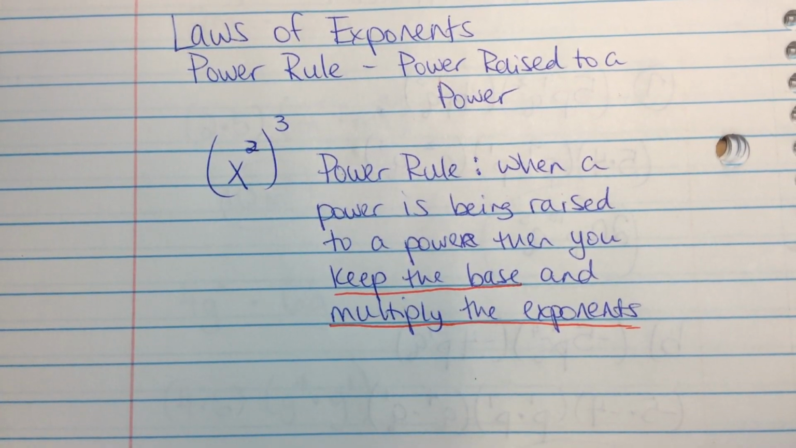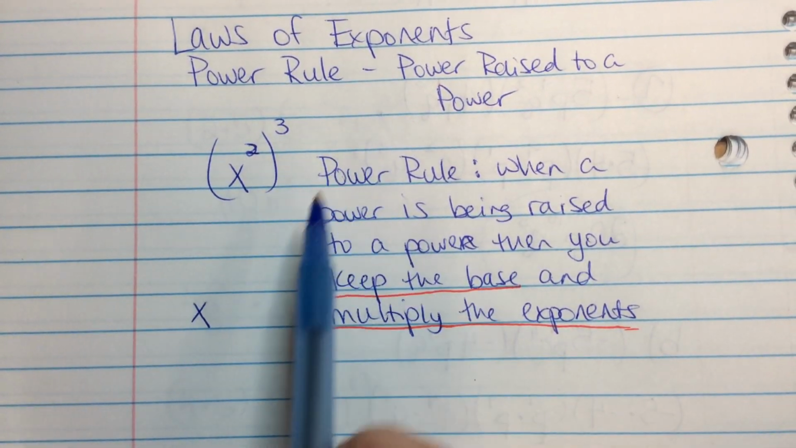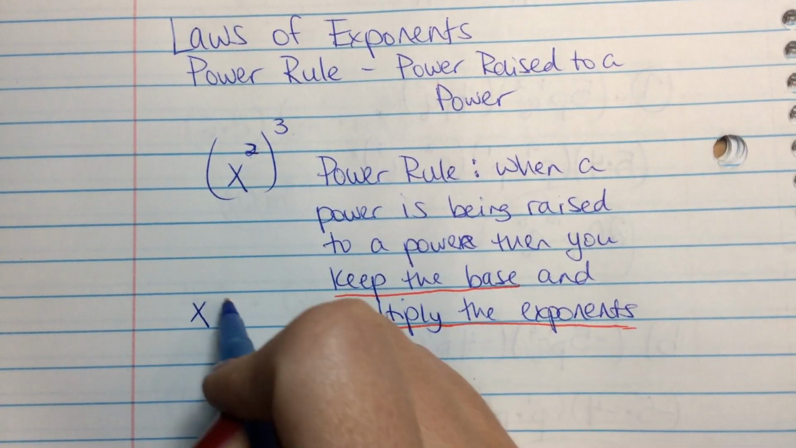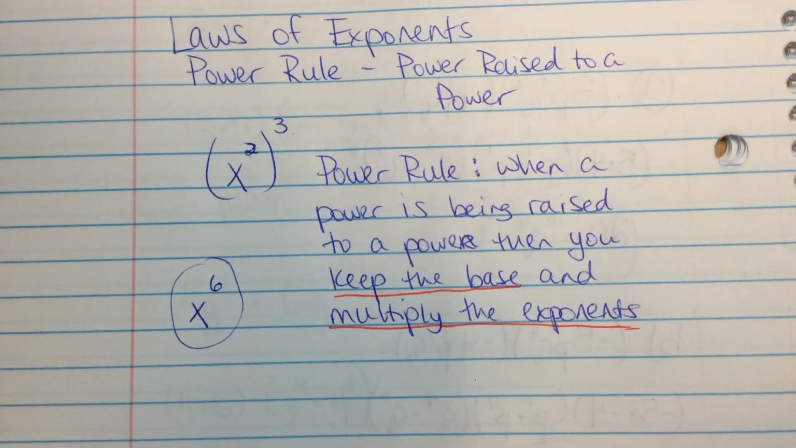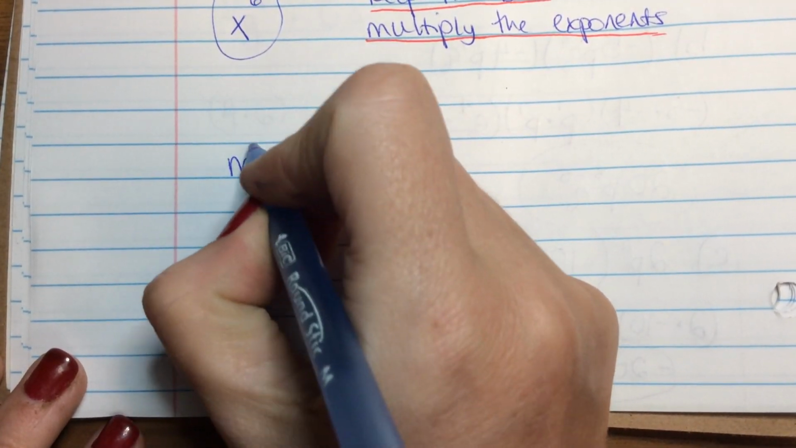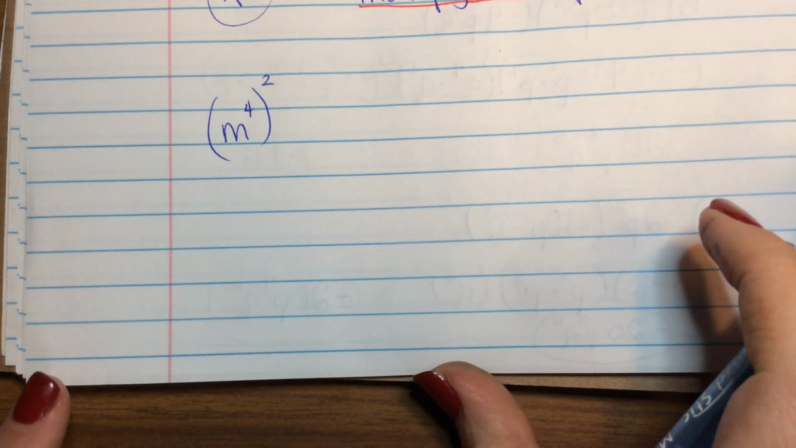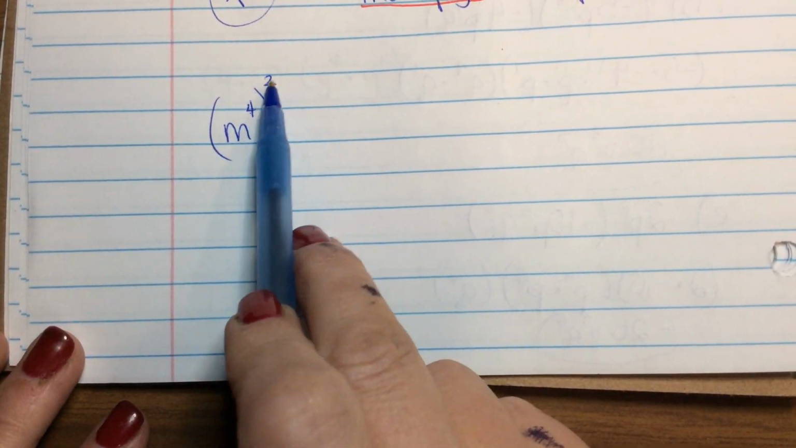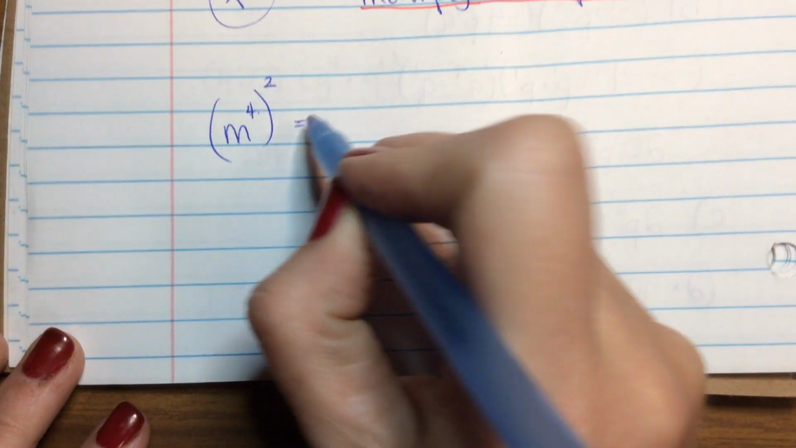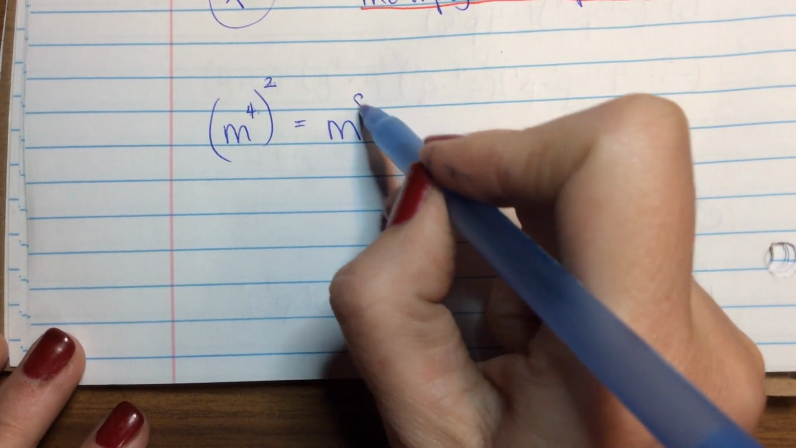So this is different than the last rule that we went over. In this case, we're going to keep the base, so we're going to keep the x, and then 2 times 3 is 6. So that would be the answer. So let's try another one. Let's say m to the 4th raised to the 2nd. So we have a power being raised to a power. We're going to keep the base and we're going to multiply the exponents. 2 times 4 is 8.